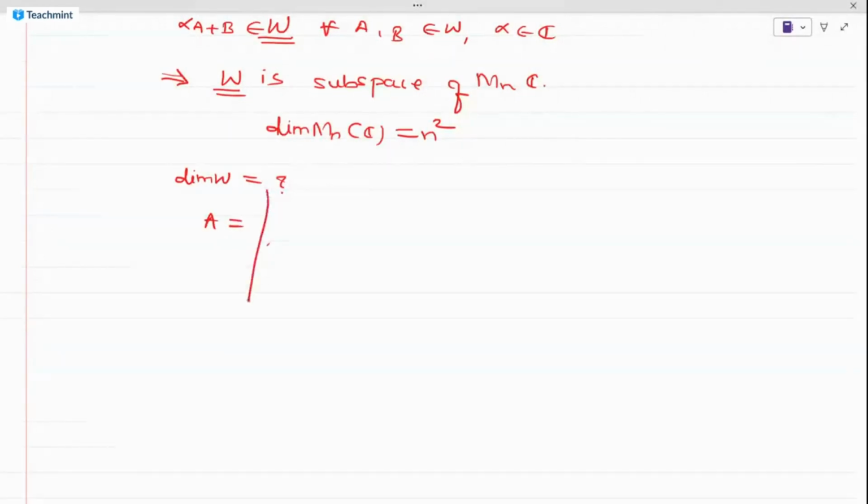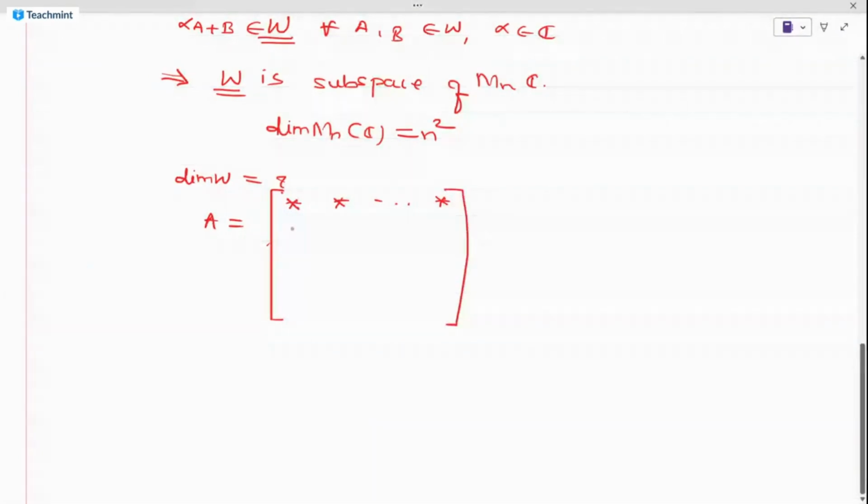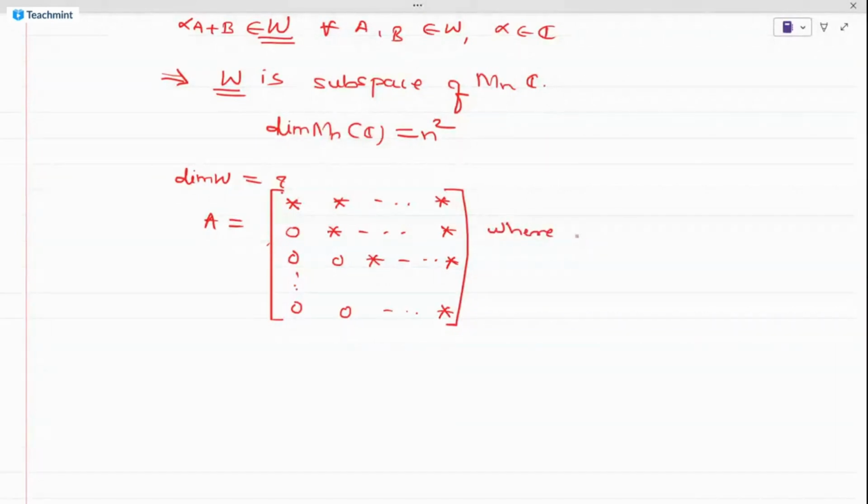Here, in the upper triangular matrix, I will write stars. The first row's elements are all stars. Then in the second row, the first element is 0. The principal diagonal elements are all arbitrary entries. And so on, in the last row only the last element is star, and the remaining elements are 0. Here star indicates non-zero arbitrary constants, which we call non-trivial entries.